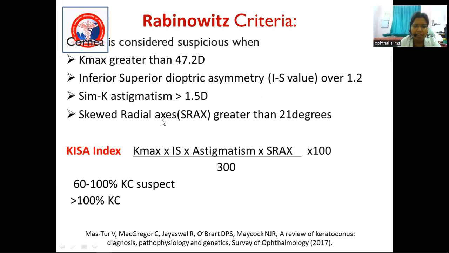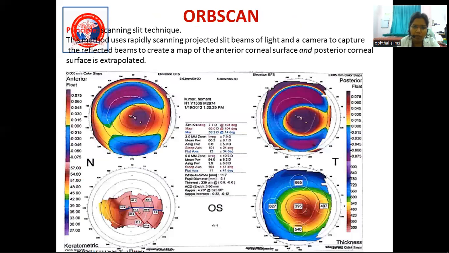This is the KISA index. KISA index is calculated by multiplying Kmax, inferior superior steepening, astigmatism and skewing of radial axis, divided by 300, into 100. If the KISA index is 60 to 100%, it is suspicious of keratoconus, whereas if it is more than 100%, it is diagnostic of keratoconus.